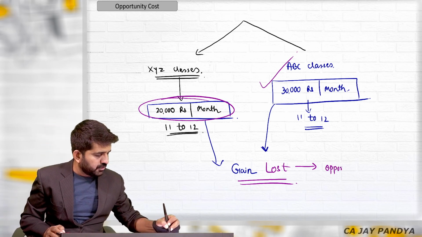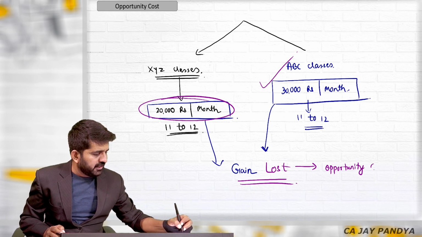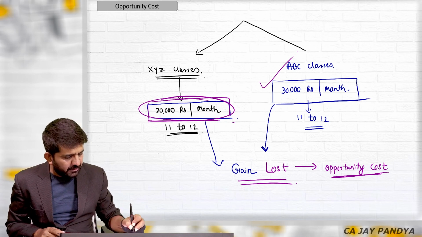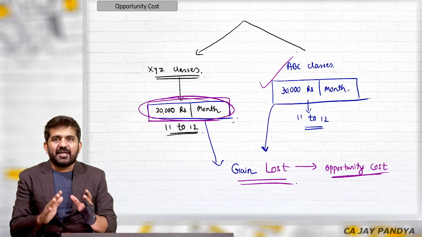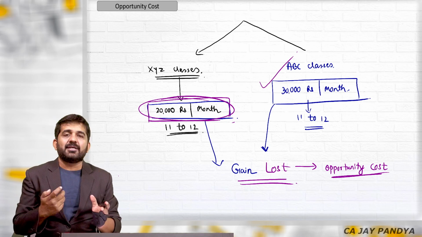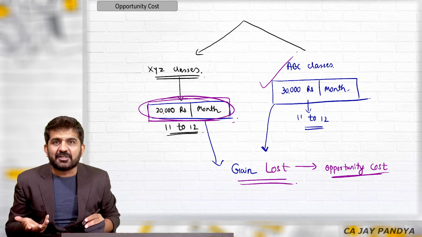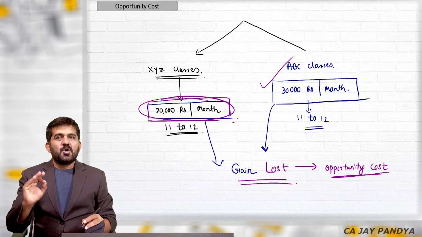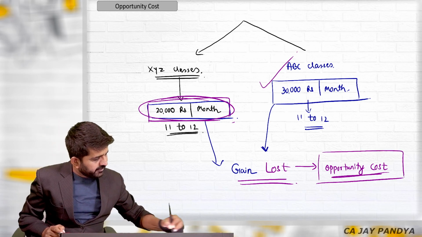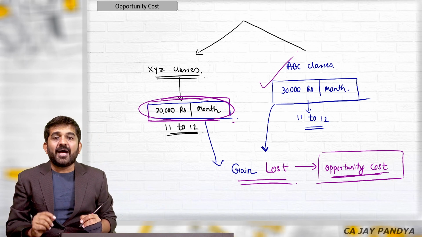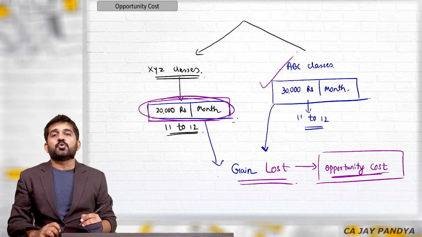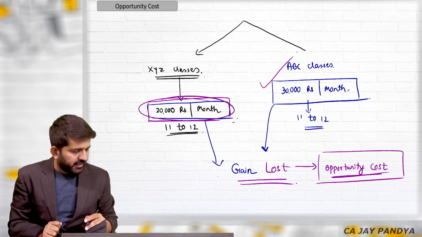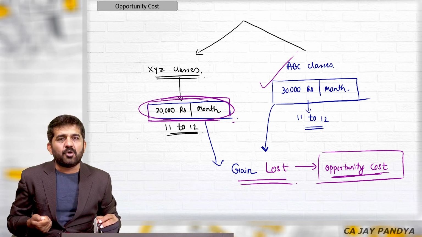And so it is termed as opportunity cost. Financially, this is my opportunity cost. I could have done a 20,000 rupees per month job, but I am actually doing work in ABC classes and earning 30,000 rupees per month. So this 20,000 rupees per month is my opportunity cost. I'll tell you at the end of this lecture why opportunity cost is very important in finance, when we'll be learning the difference between accountancy and finance. But this is how we understand opportunity cost.